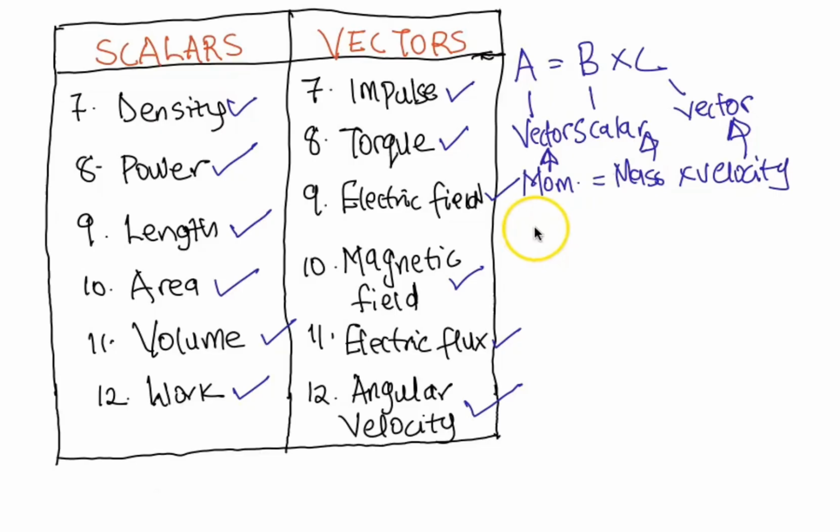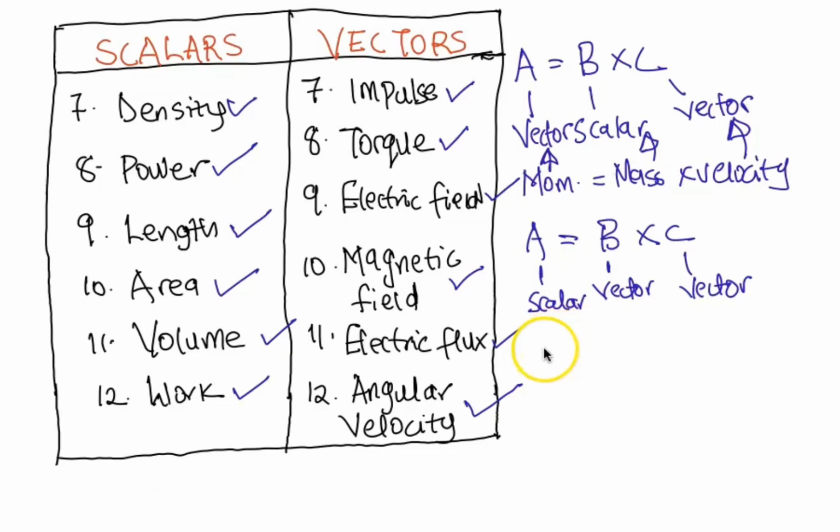Now when we have two vectors multiplying each other, so let's say again A is equal to B times C, but B is a vector quantity and C is a vector quantity. So whether they are multiplying or dividing each other, you end up getting a scalar quantity. So in physics, it is said that the dot product of two vectors will give us a scalar quantity. Now a good example is work. Let's say we have work to be force times displacement.